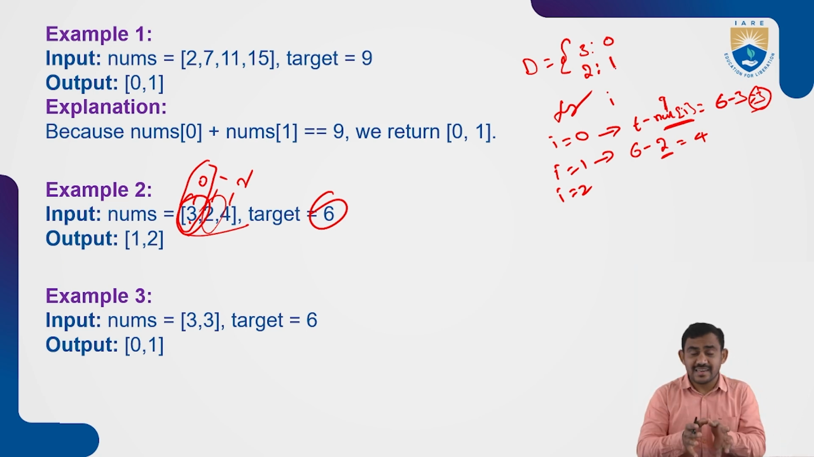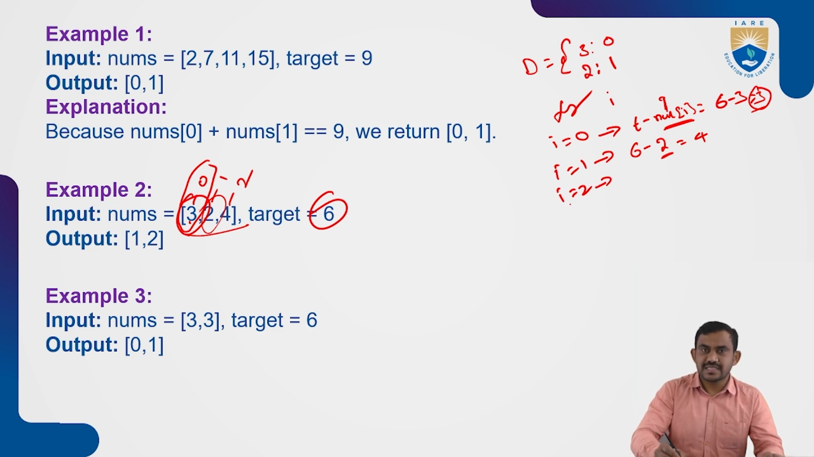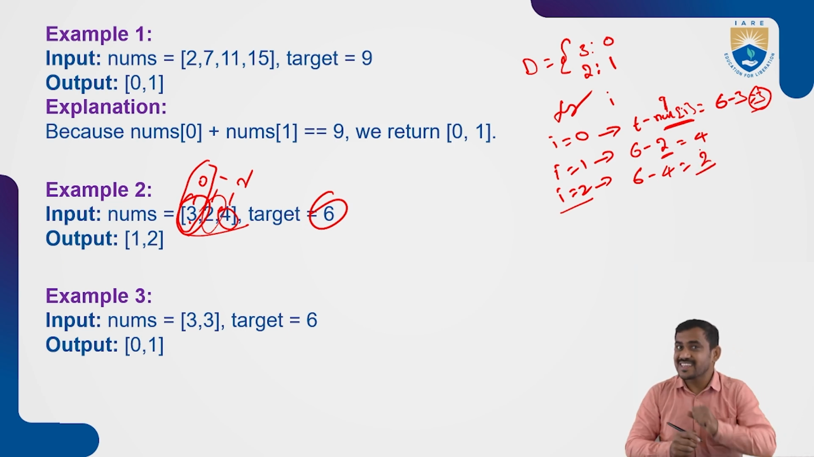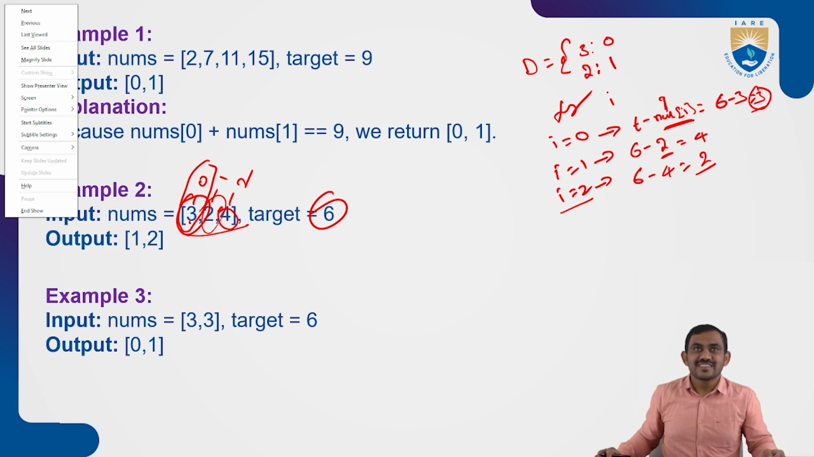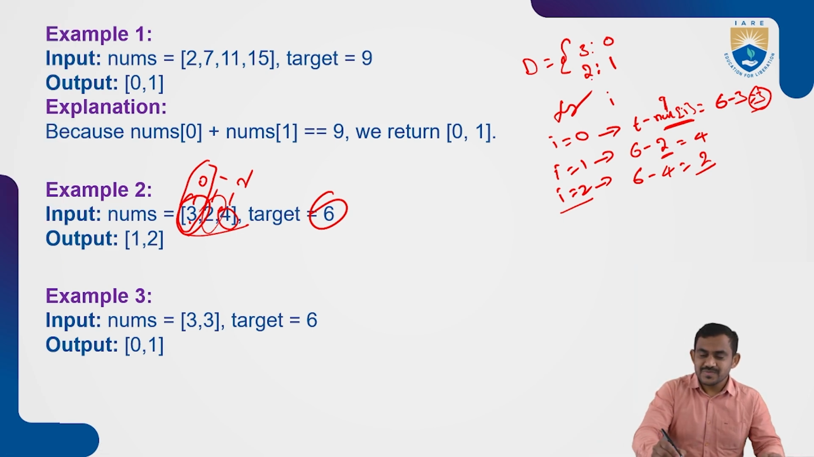I store the data as key and value. Now the key is 2. Why 2? Because the target minus 2 is what we check against the target. Done. Now next i: again target 6 minus the value at that index. We have 4, so this is my 4. 6 minus 4 is 2. Now check it: is 2 in the dictionary? Yes, we have the value 2 in the dictionary.